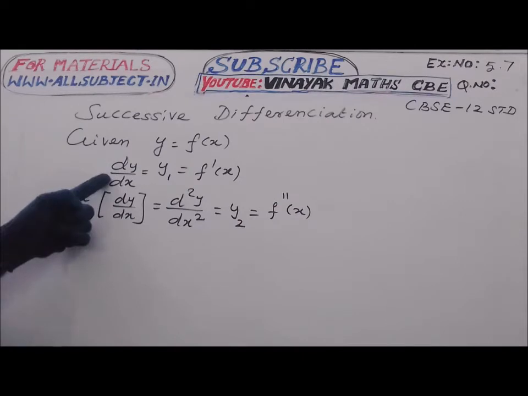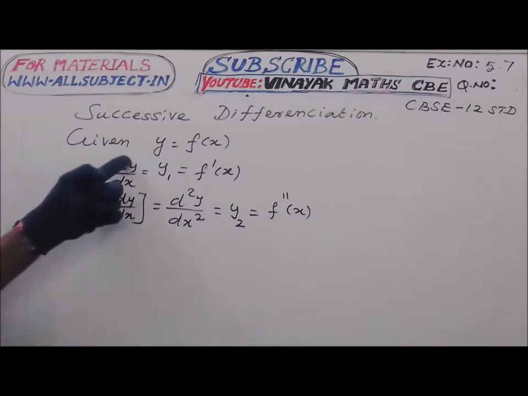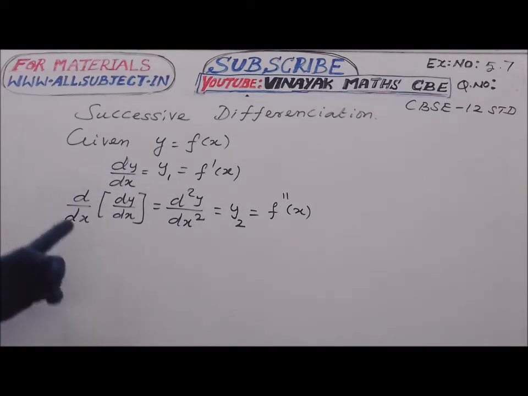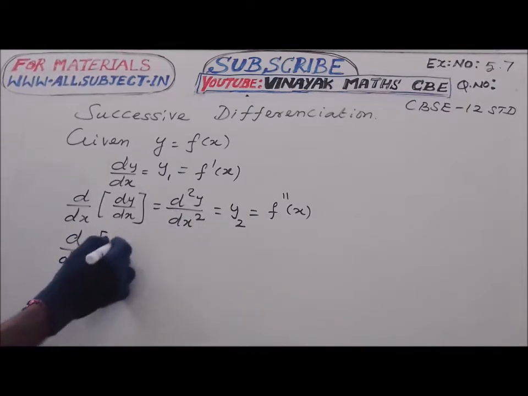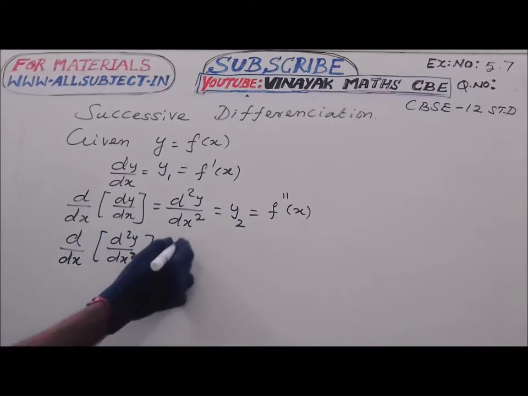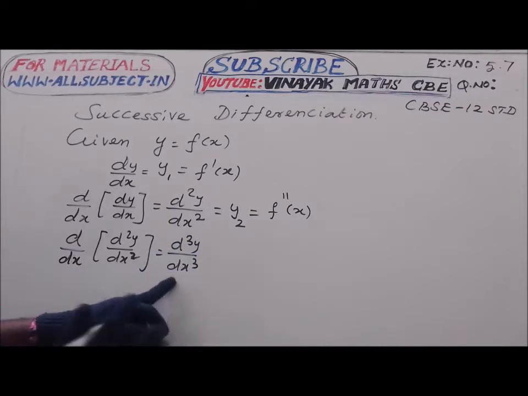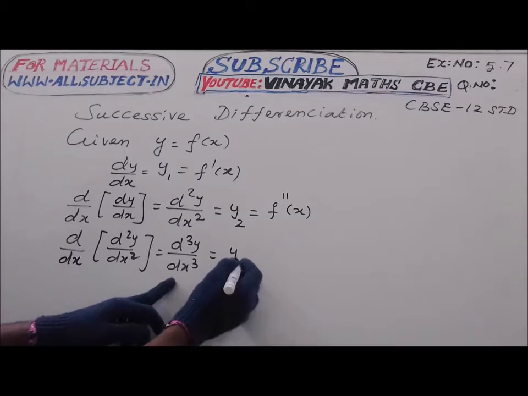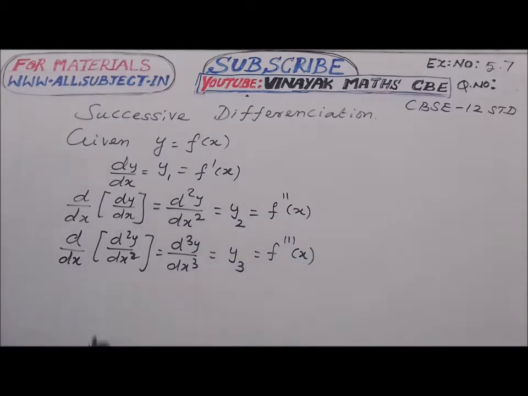So the first derivative is dy by dx. Its second derivative is d square y by dx square. It is performed by differentiating dy by dx with respect to x again. Now, again differentiating d square y by dx square with respect to x, we will get d cube y by dx cube. This is known as the third derivative. It is also known as y3, that will be equal to f triple dash of x.